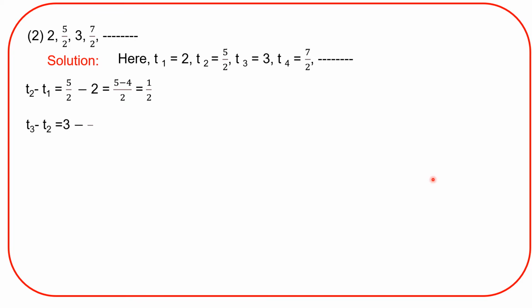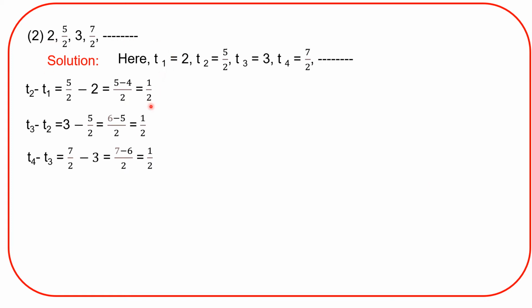T3 minus T2 is equal to 3 minus 5 upon 2, is equal to 6 minus 5 upon 2, is equal to 1 upon 2. You have to know the subtraction of fractions. T4 minus T3 is equal to 7 upon 2 minus 3, is equal to 7 minus 6 upon 2, is equal to 1 upon 2.